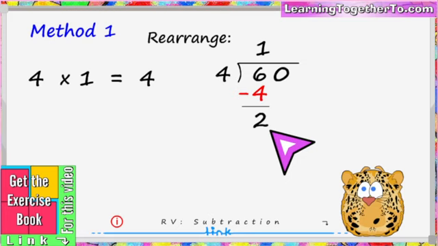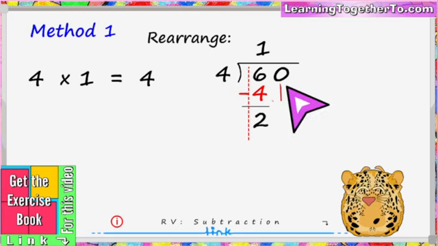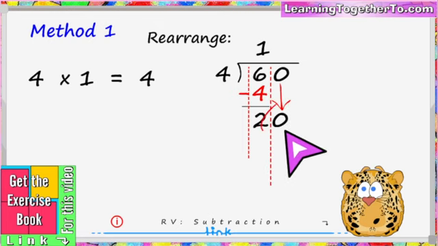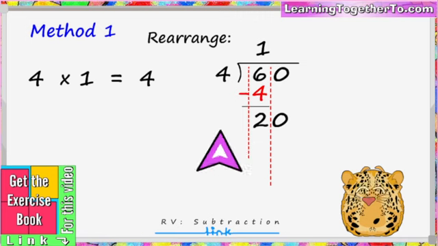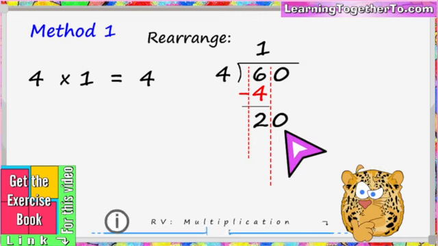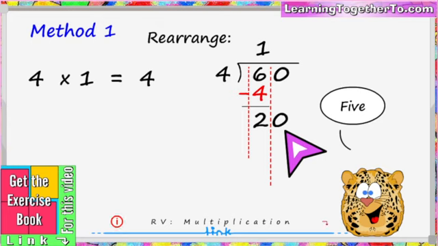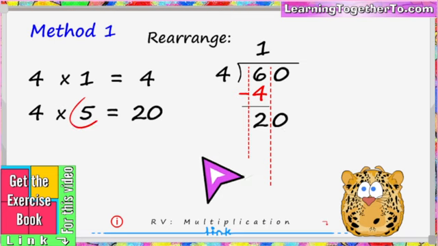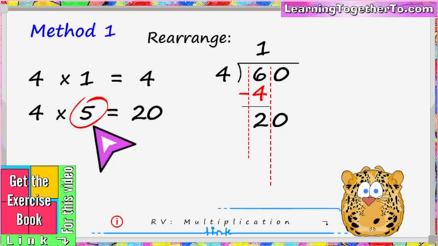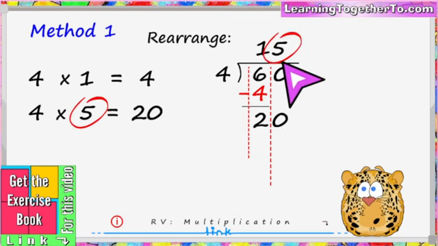Simon, now we bring down the 0 in 60. We write the 0 after the difference too. Now we get to ask, how many times does 4 go into 20? 5. Very good, Simon. 4 times 5 is equal to 20. Let's write the 5 above the bracket next to the 1 in the same column as the 0.